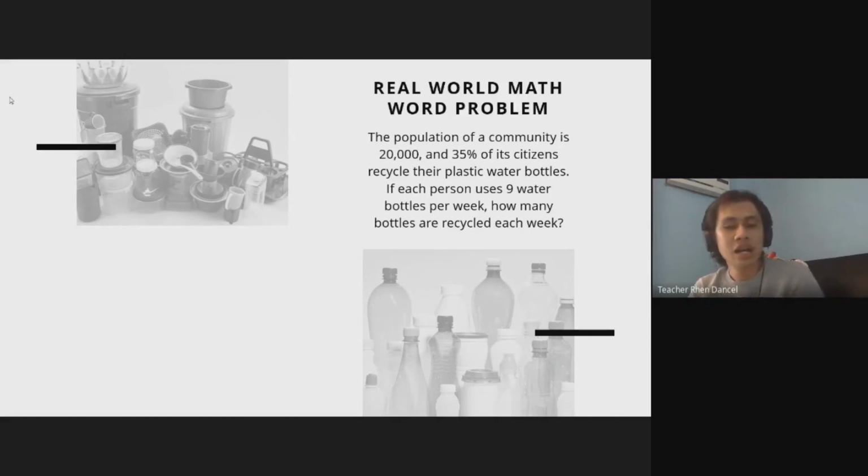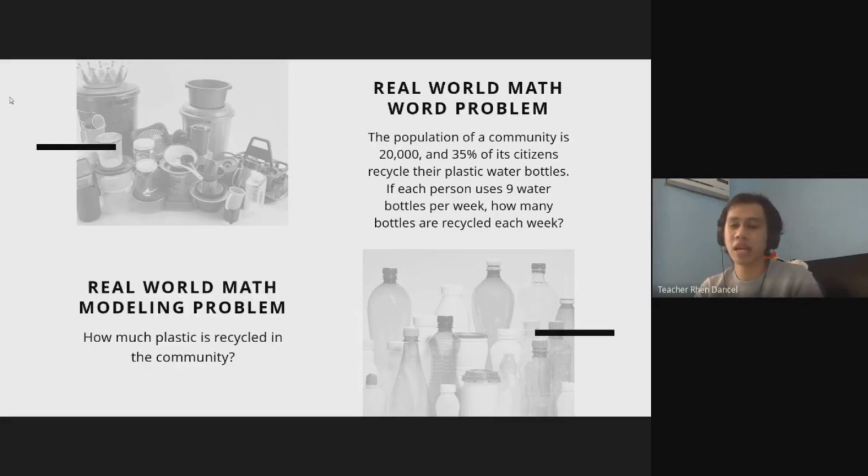Let's read. The population of a community is 20,000 and 35% of its citizens recycle their plastic water bottles. If each person uses 9 water bottles per week, how many bottles are recycled each week? Now, this is our real world math model problem. How much plastic is recycled in the community? These are two different problems.